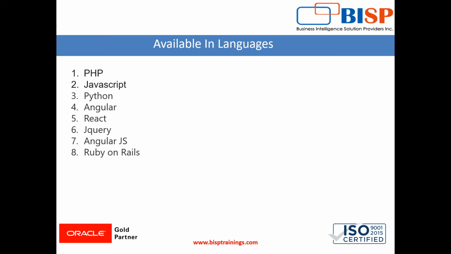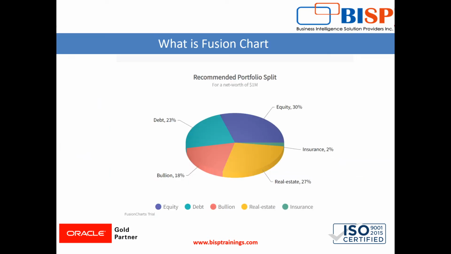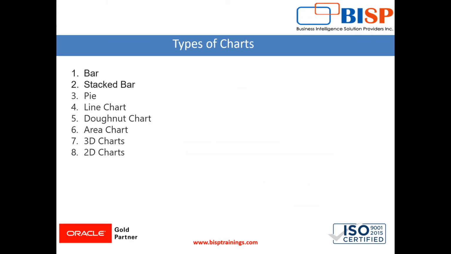Availability: they are available for many languages. For example, if you are a PHP developer, JavaScript developer, Python, Angular, React, any type of developer, you can make use of these Fusion Charts. Now these are some charts. The main benefit or facility given by Fusion Charts is that you can use three-dimensional diagrams and also two-dimensional diagrams. For example, these are some charts. They are used in different situations.